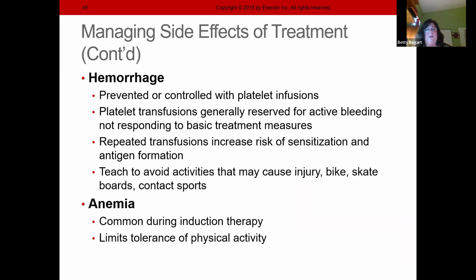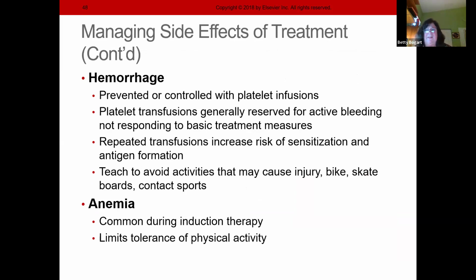Hemorrhage is a big thing that can go on. Platelets are low. So making sure that if this child is getting infusions, or going through any sort of cancer, that their hemoglobin, hematocrits, platelets are low, be careful with them outside. They shouldn't be riding a bike, falling down, skateboards, skates, contact sports, because they're just going to hemorrhage more.